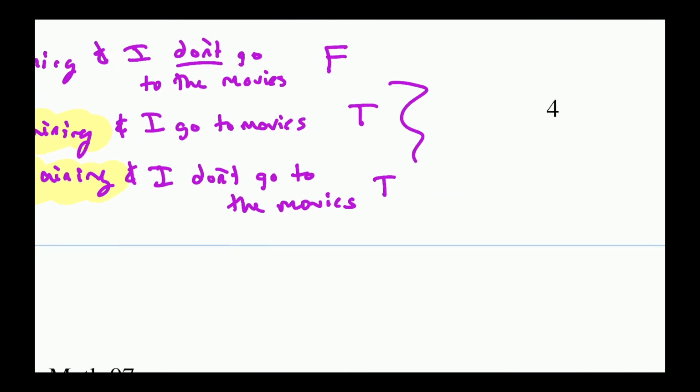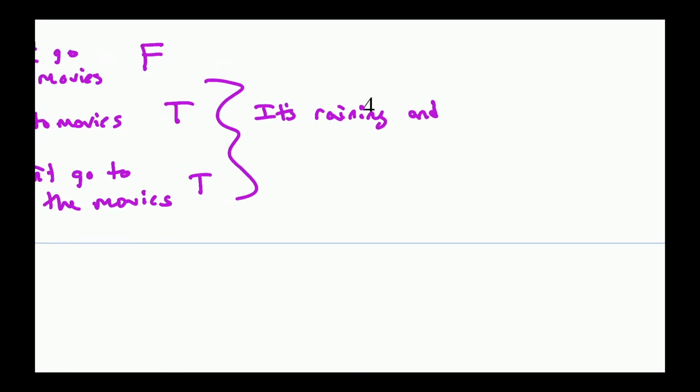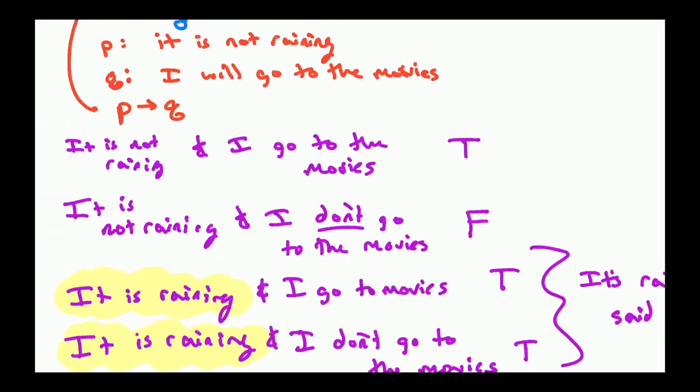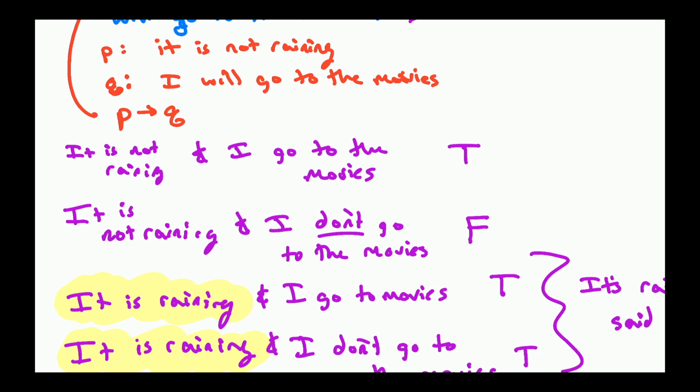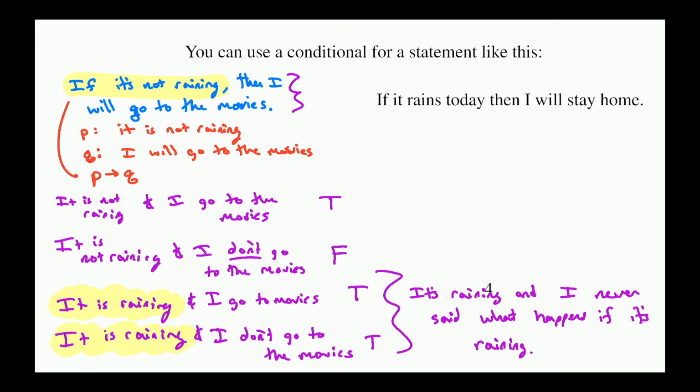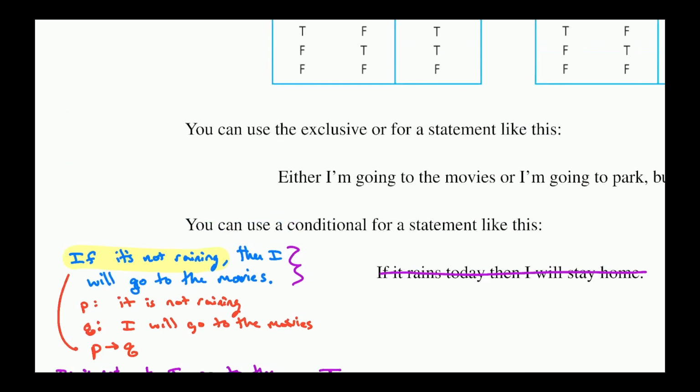And the whole reason is it's raining, and the original statement didn't say what happens in that case. I never said what happens if it's raining. I only said that if it was not raining, I was going to the movies. Okay, so that's a little bit tricky. It's a little bit confusing.